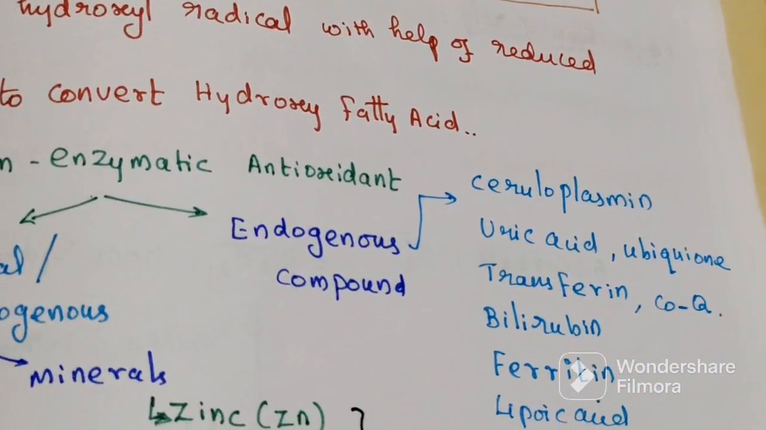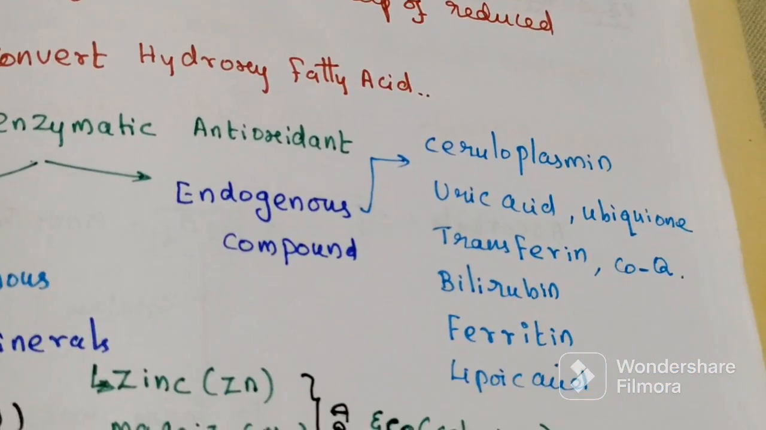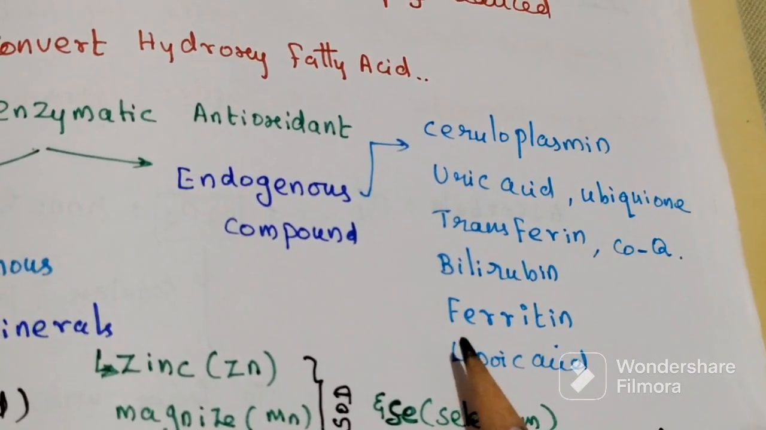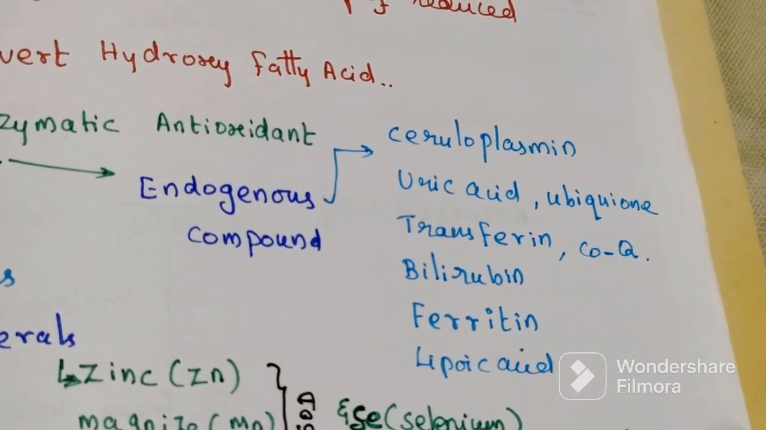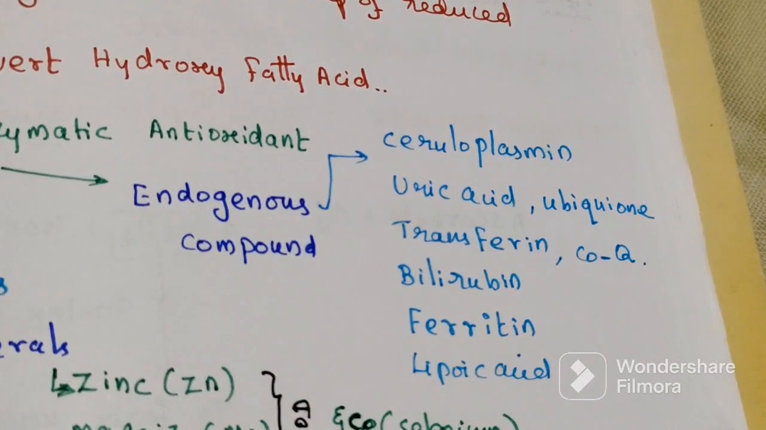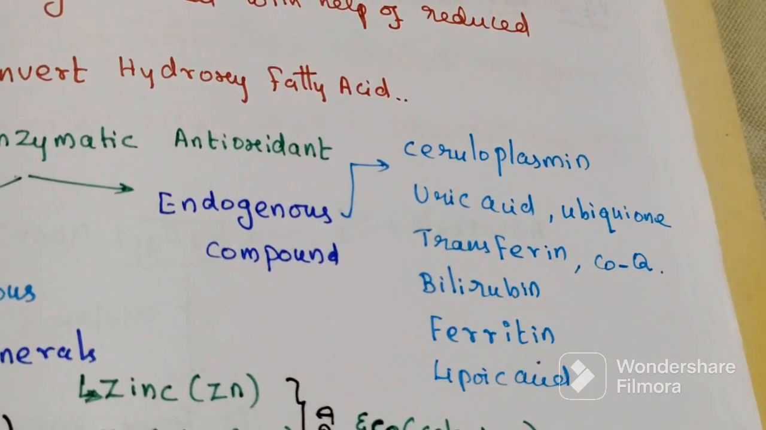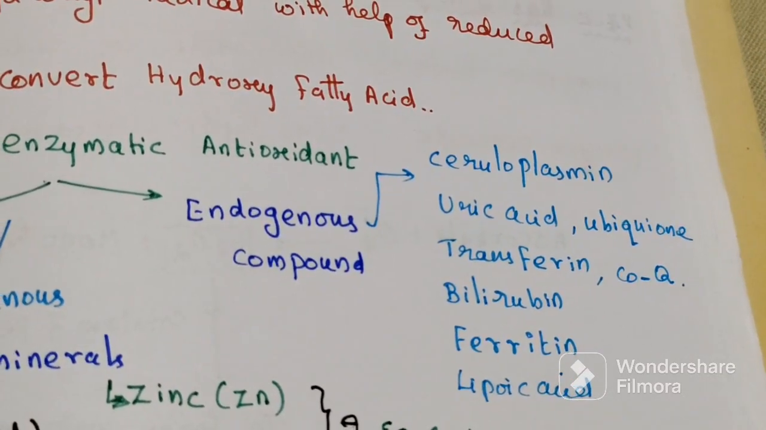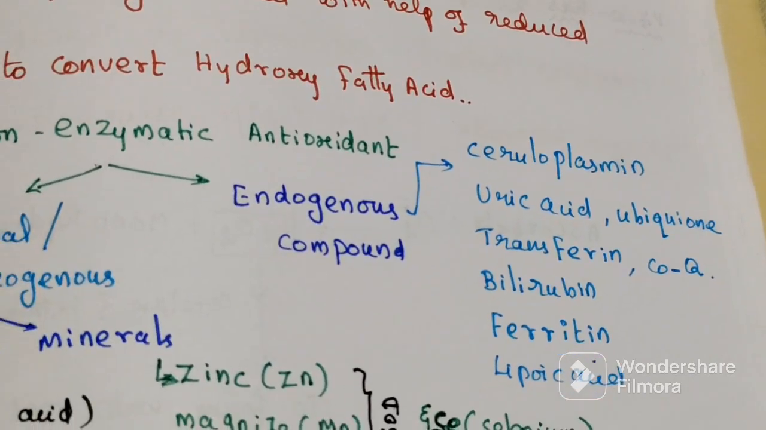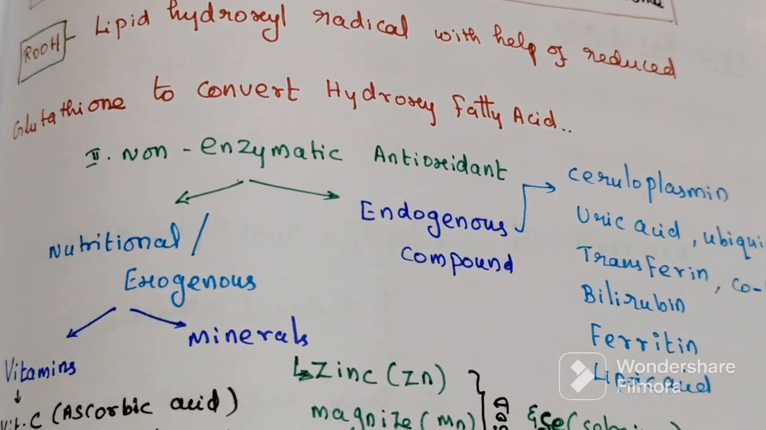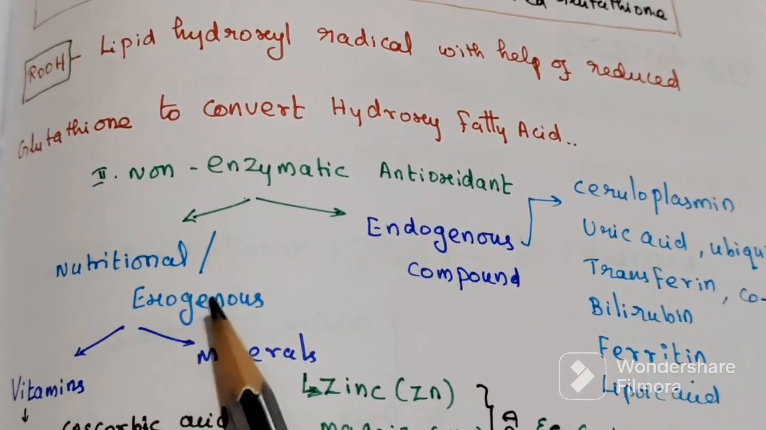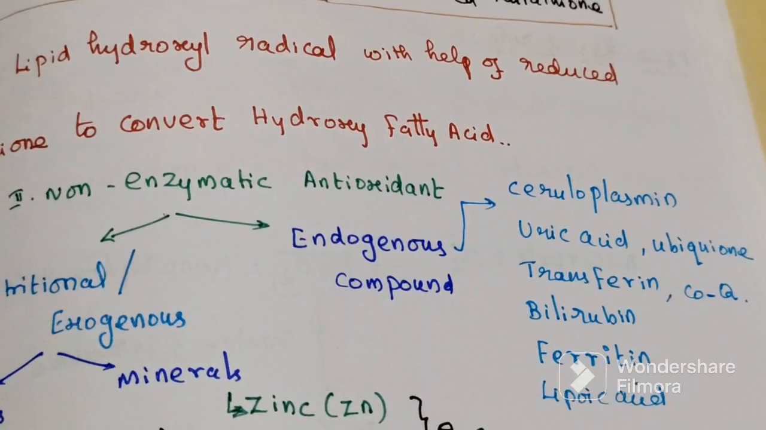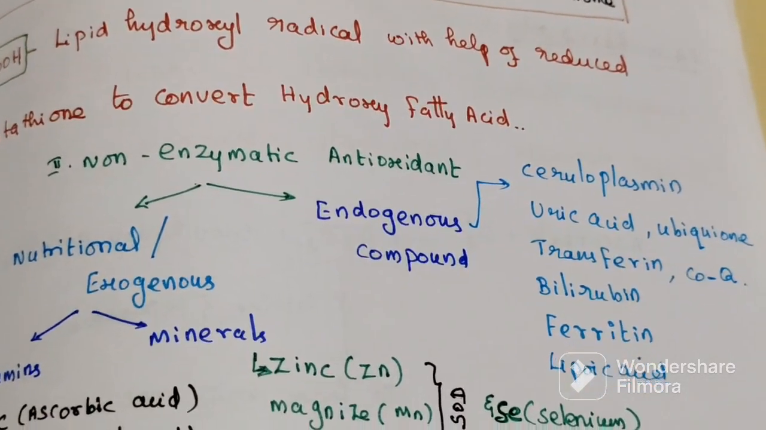Then the next one is endogenous components: ceruloplasmin, uric acid, transferrin, bilirubin, lipoic acid, ubiquinone and coenzyme Q. They act as antioxidants, and phytochemicals produced by plants also act as antioxidants. These are the non-enzymatic antioxidants, nutritional or exogenous, vitamins and minerals, and endogenous components that act as antioxidant agents.